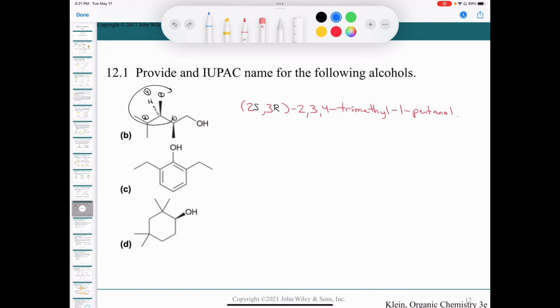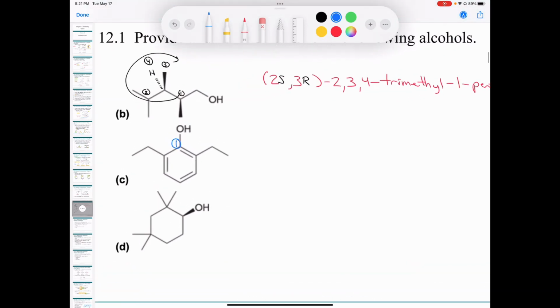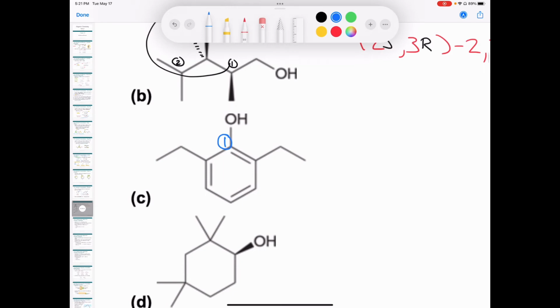What we want to do is give the carbon that has the hydroxyl attached to it the number 1. You can also see that there's a plane of symmetry through this molecule. If I just zoom in here, you can see there's a plane of symmetry right down the molecule. And so it wouldn't matter in this case if we went clockwise or counterclockwise. Either way, you're going to get the right answer. So we go 1, 2, 3, 4, 5, 6.